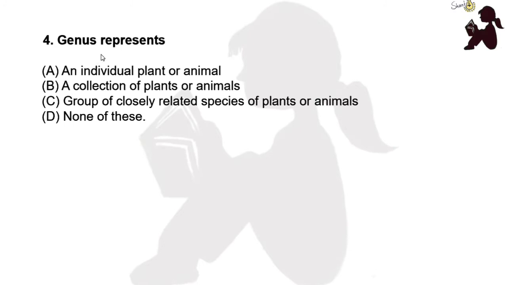The next question is, genus represents option A, an individual plant or animal; option B, a collection of plants or animals; option C, group of closely related species of plants or animals; and option D, none of the above.